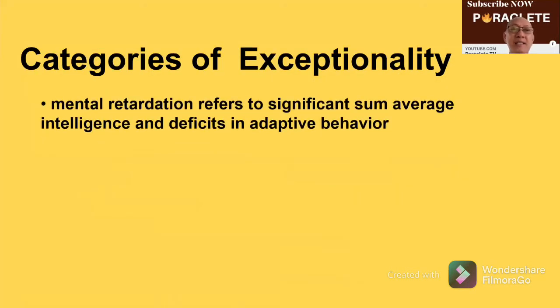Then another one is mental retardation. What is mental retardation? This refers to significantly below-average intelligence and deficits in adaptive behavior. So these are the individuals who really have a problem in their cognition, find it hard to remember, and find it hard to speak what is in their minds. And if you are teaching them today, whatever you have taught them today will be forgotten tomorrow.